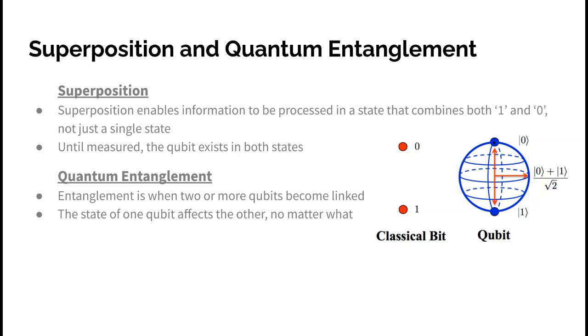Then on the right, you'll see a visualization of bits and qubits. Bits, as I've mentioned before, could be in a state of 0 or 1, and qubits could be best visualized as a vector.